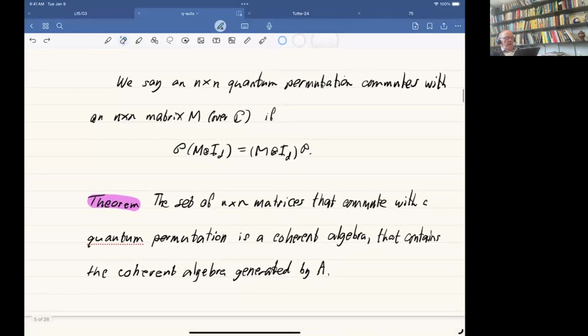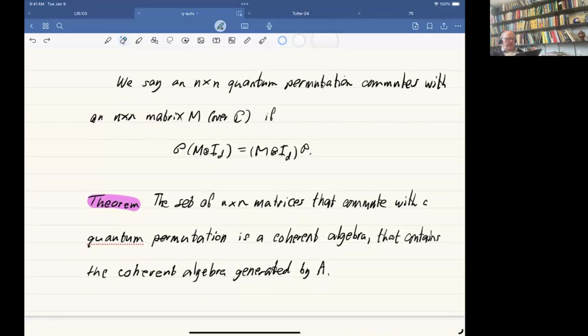Now, the theorem is that the set of n by n matrices that commute with a quantum permutation forms a coherent algebra. And it contains a coherent algebra generated by A, but I'll come back to that. Now, what does it mean to be a coherent algebra? Well, it means you're a matrix algebra. You contain I and J, and you're closed under Schur product.